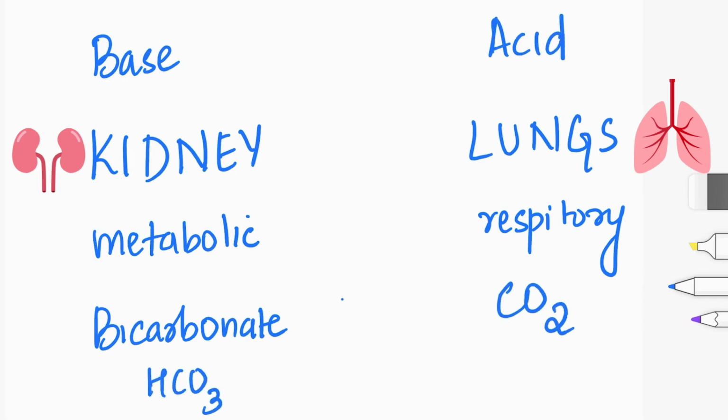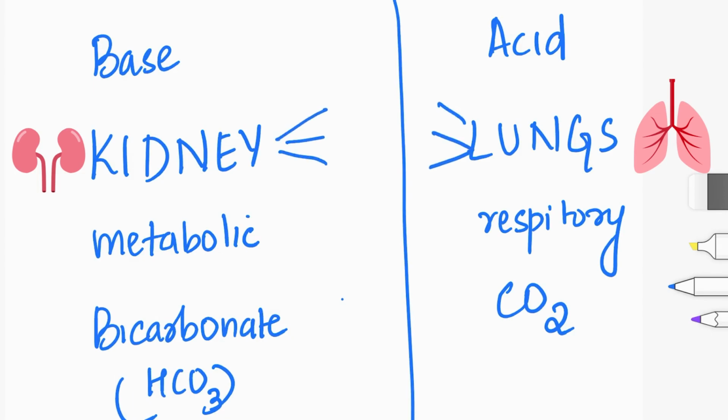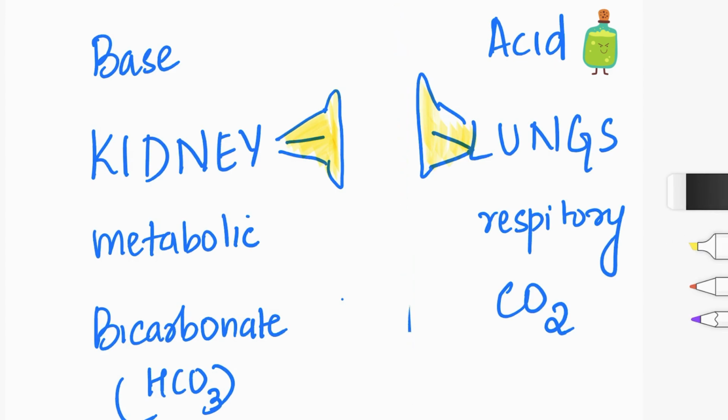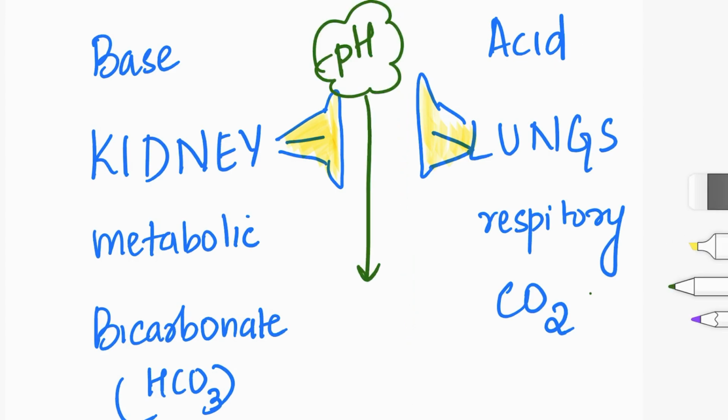So the kidneys and the lungs work hand in hand together to maintain the pH of the blood between 7.35 to 7.45, which is the normal range. Okay, so this is what they do. They work together to maintain the pH.